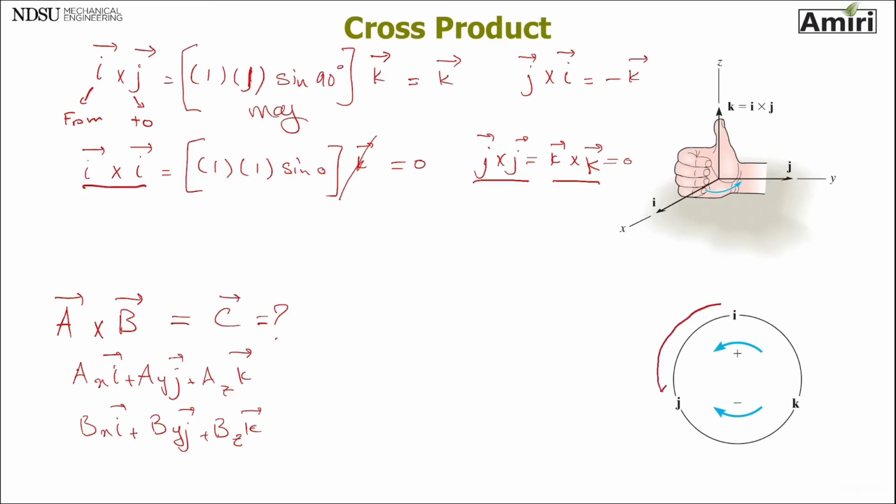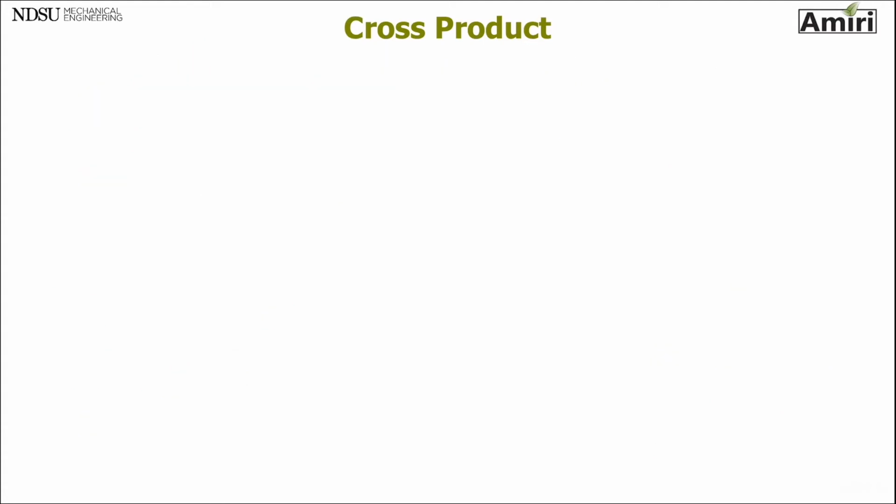I cross J will result in K. J cross K will result in I. K cross I will result in J, and so on. So if you're moving in this direction, counterclockwise, they're going to result in plus K, plus I, plus J. But if you're going the opposite way, K cross J will result in the other one, which is minus I, and so on.